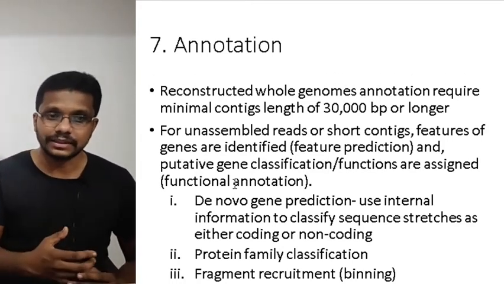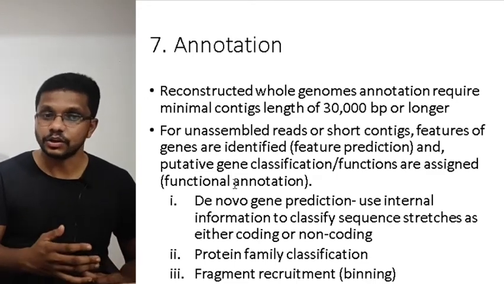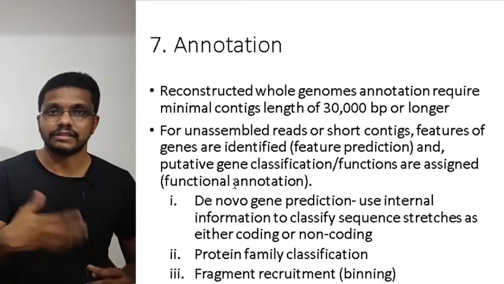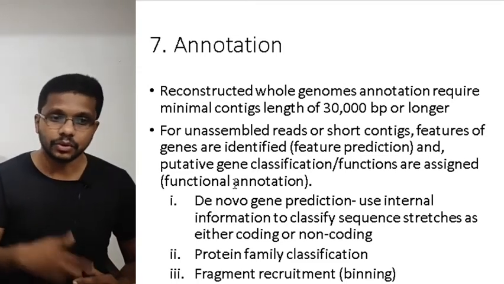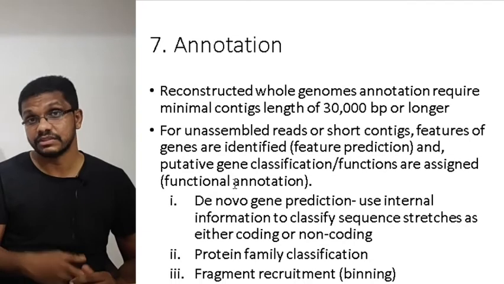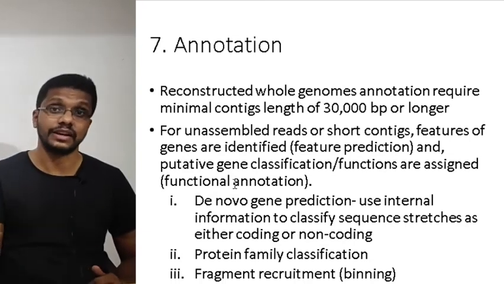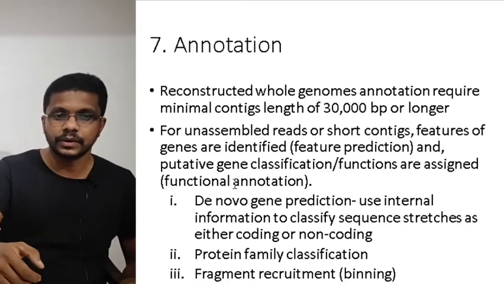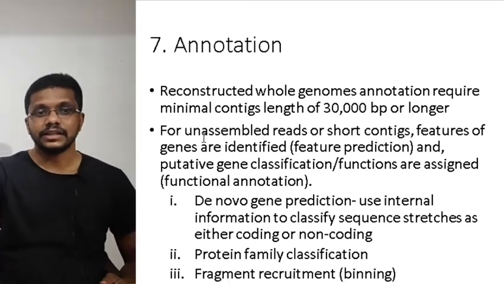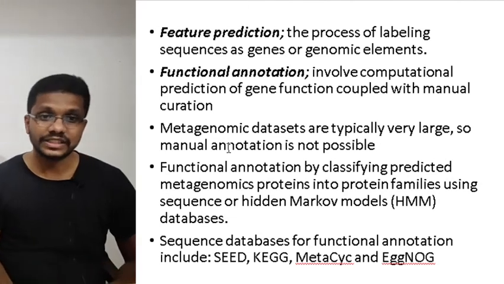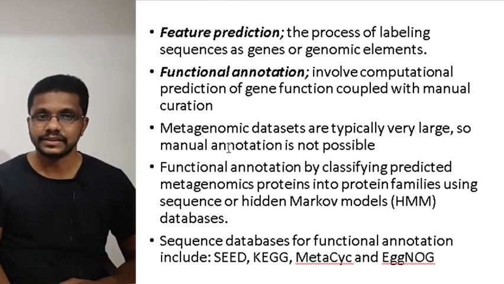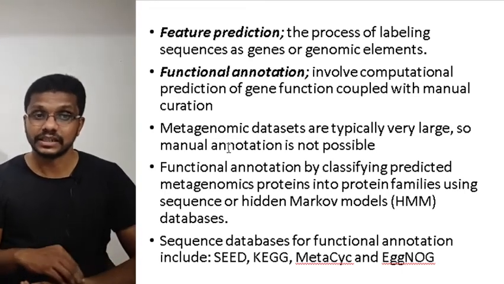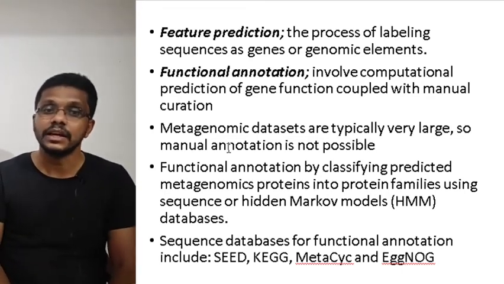This annotation can be done in different ways: de novo gene prediction, in which the software is trained to predict this type of gene, or we can use protein family classification. Once we are able to classify the protein, we can find the function of the protein, or we can use a fragment recruitment method for annotation. Feature prediction is a process of labeling the sequence as genes or genomic elements. Functional annotation involves computational prediction of gene function coupled with manual curation.